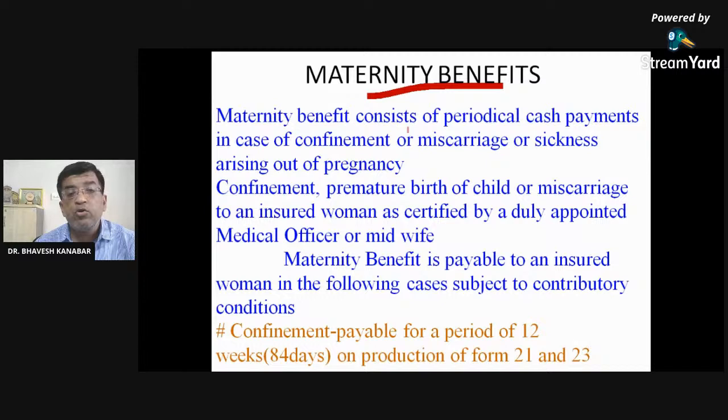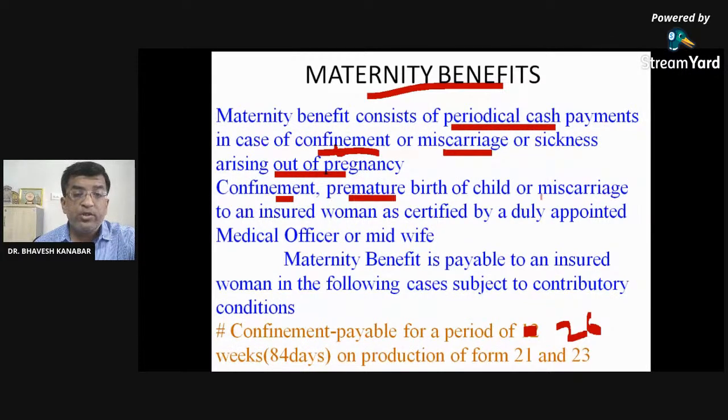Maternity benefit includes periodic cash payment in case of confinement, right? 5,000 per confinement, or in case of miscarriage or sickness arising out of the pregnancy. So in confinement, miscarriage, abortion, or sickness arising out of the pregnancy, maternity benefit is provided, right? So here it is payable for, now it has been updated, 26 weeks of the pregnancy, right? Wages are provided for 26 weeks of the pregnancy, right?